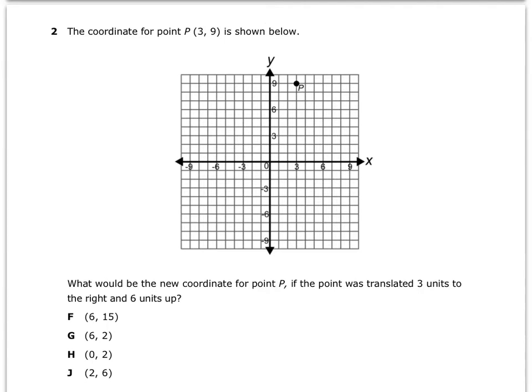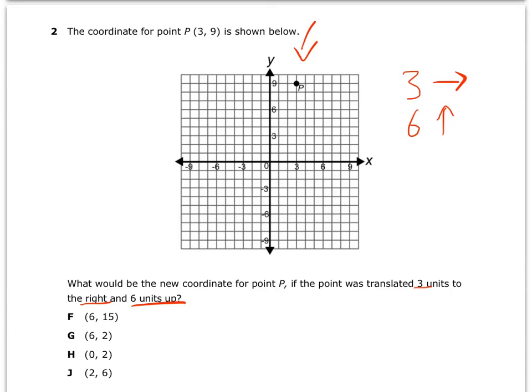Number two, the coordinate for point P, which is (3, 9), is shown below. It's already marked for us right there. What would the new coordinate for point P be if the point was translated 3 units to the right and 6 units up? So that's 3 right and 6 up. I can tell you on the test, the translation is going to use different numbers. This one, for example, is going to take us off the graph, but we can still do it.